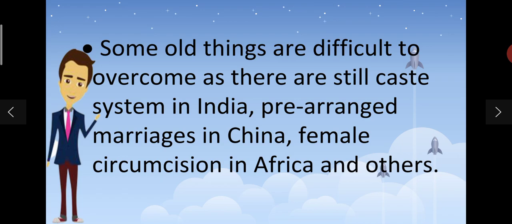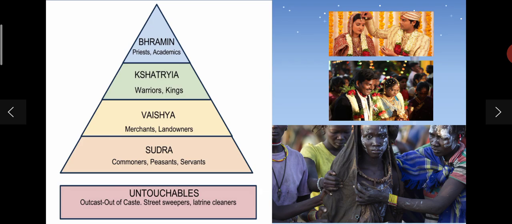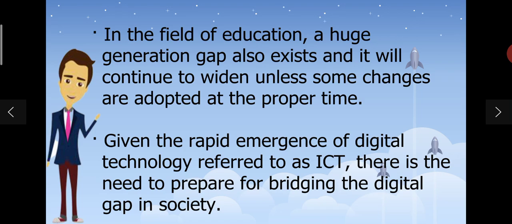Some old things are difficult to overcome, as there is still the caste system in India, prearranged marriage in China, female circumcision in Africa, and others. In the field of education, a generation gap also exists and it will continue to widen unless some changes are adopted at the proper time.